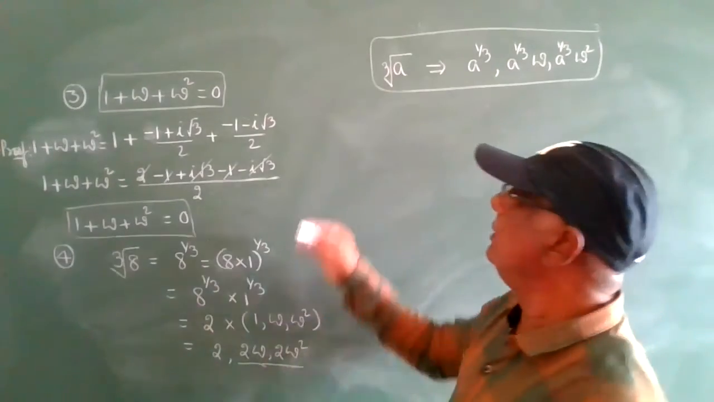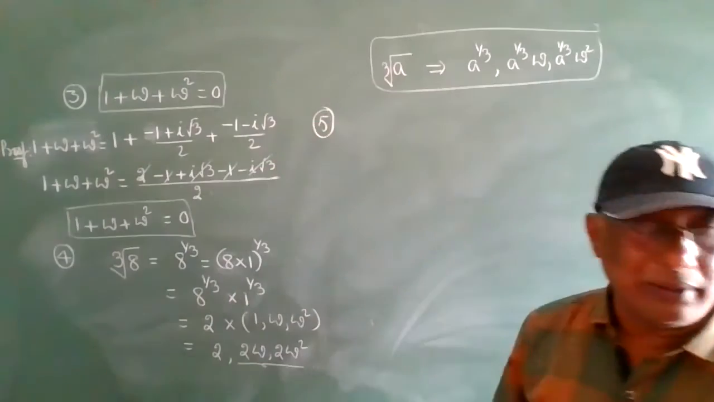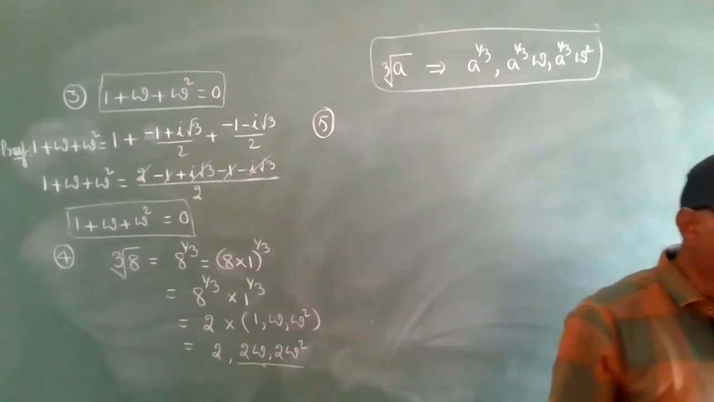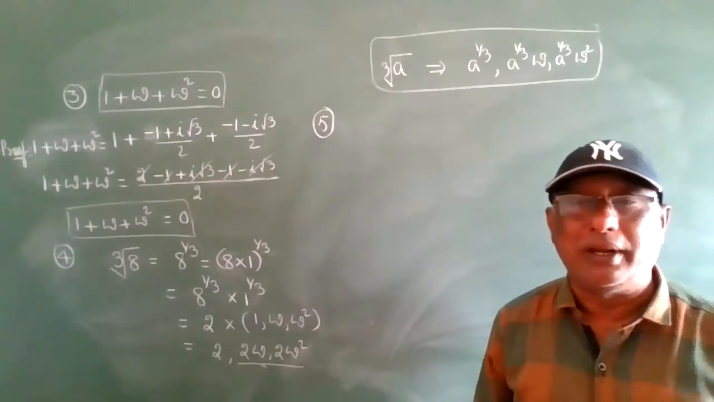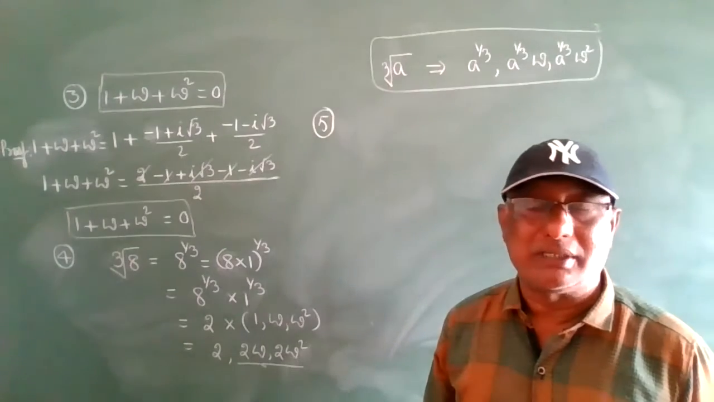Fifth point. Everyone see the fifth point. What is the fifth point? What is the meaning of cube root of unity?